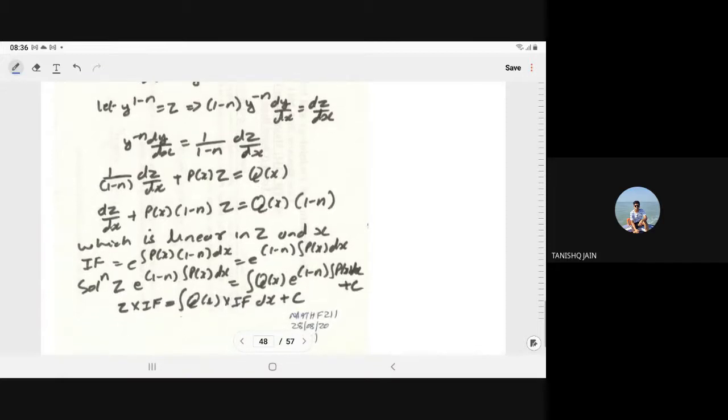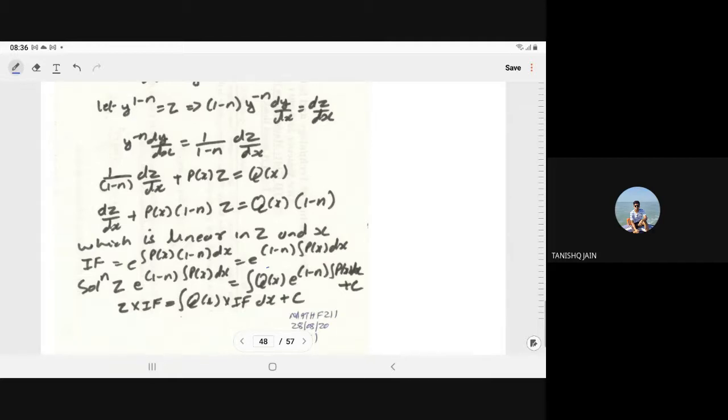So here we have the equation which is linear in z and x. Now for the linear equation, you know what the integrating factor is. The integrating factor will be e to the power integral P dx. Here it will become e to the power integral P times (1 minus n) dx. Since 1 minus n is a constant, it is e to the power (1 minus n) integral P dx.